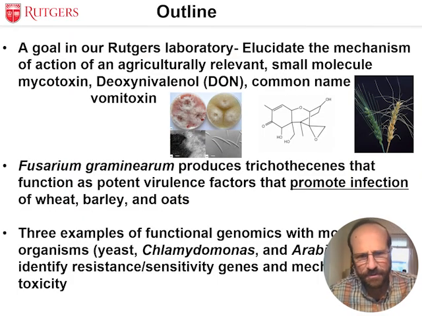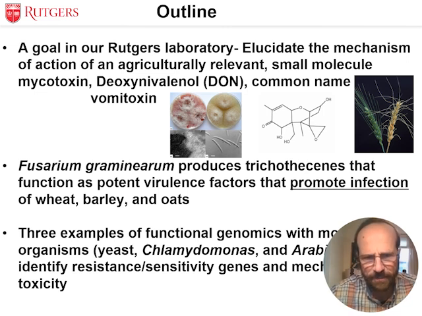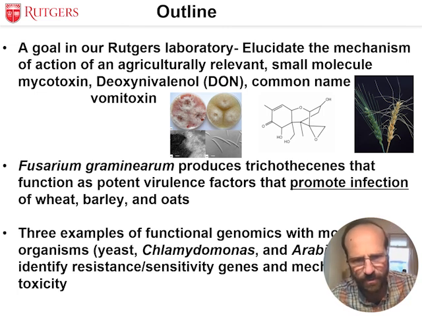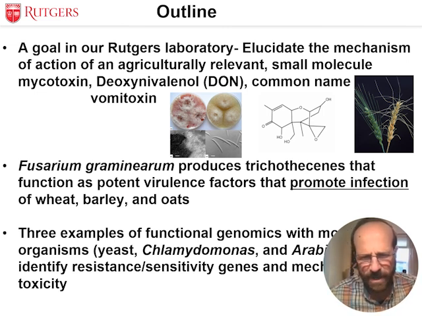So the outline for today's talk: one of our goals in the Rutgers laboratory is to elucidate the mechanism of action of an agriculturally relevant small molecule mycotoxin called deoxynivalenol, also known as DON, and the common name is vomitoxin. It's an approximately 300 molecular weight small molecule. It's a virulence factor, and we're trying to understand how that functions in plants.